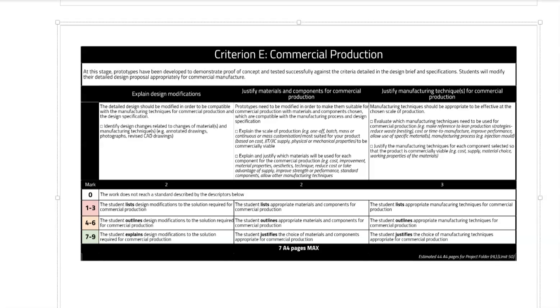Physical and mechanical properties of the material, all of those types of things need to be considered to make it commercially viable. You then need to explain and justify which materials will be used for each component based on the commercial production. So we need to think about cost, improvement, material properties, aesthetics, reducing costs, all those types of things need to be considered in that part.